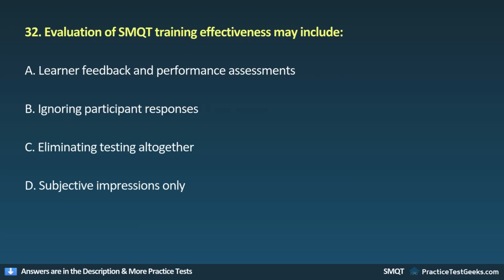32. Evaluation of SMQT training effectiveness may include A. Learner feedback and performance assessments. B. Ignoring participant responses. C. Eliminating testing altogether. D. Subjective impressions only.